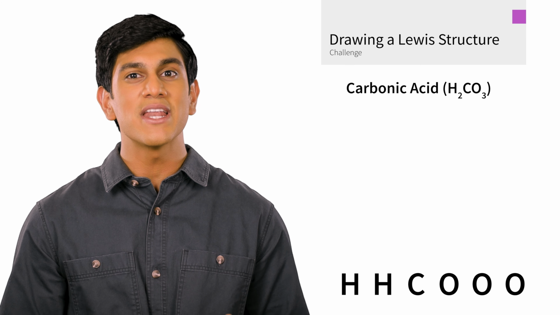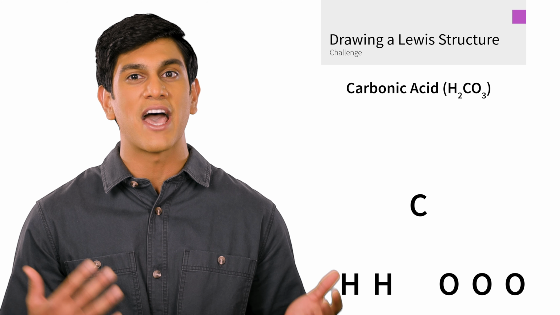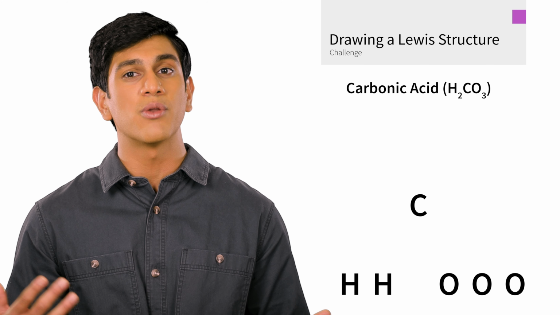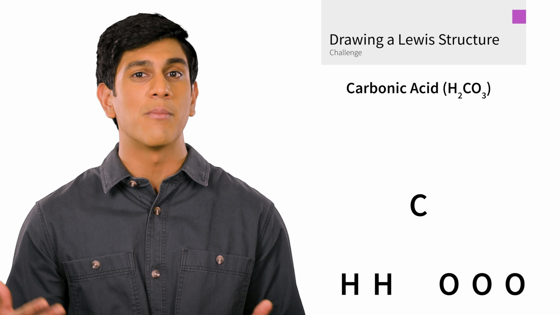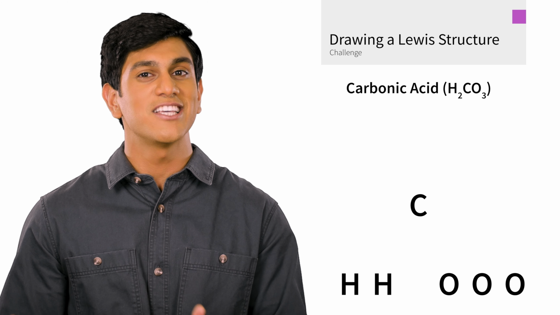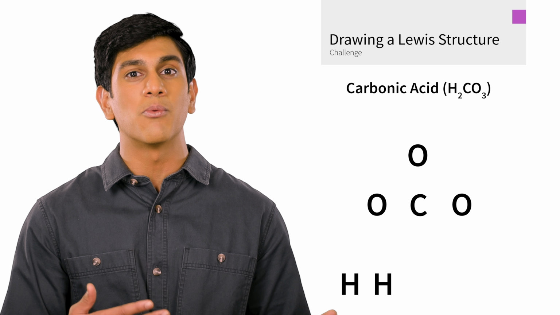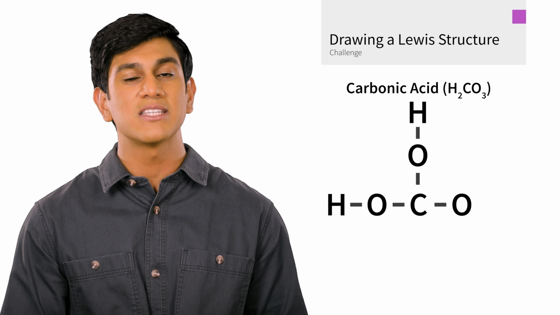Same as before, we need a central atom. Carbon is our winner, as it's the least electronegative atom here that can accommodate more than one bond. The 2 hydrogens can only support one bond each, so they're stuck somewhere on the perimeter of the molecule. This means that the 3 oxygens will be the ones bound directly to the carbon. So our initial structure looks something like this.